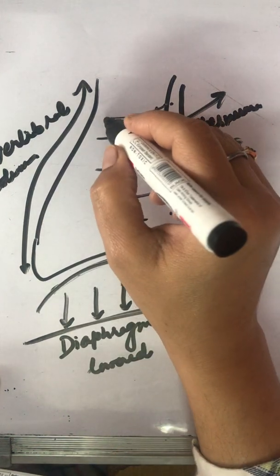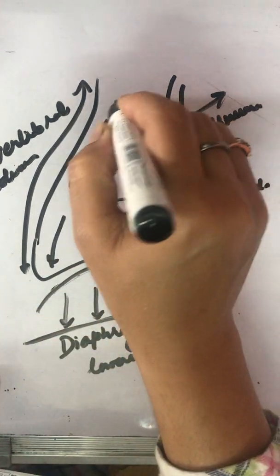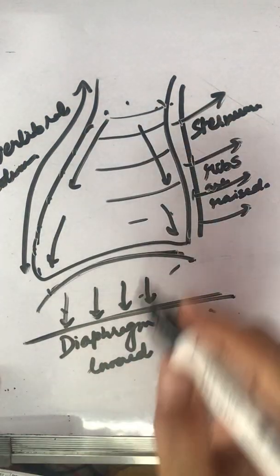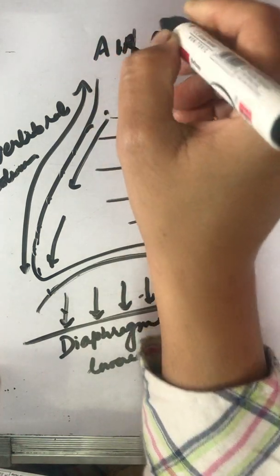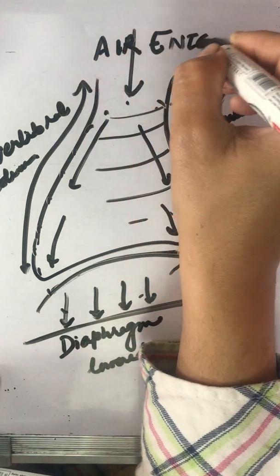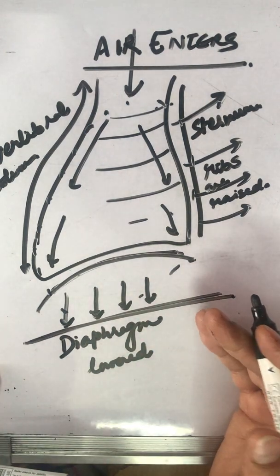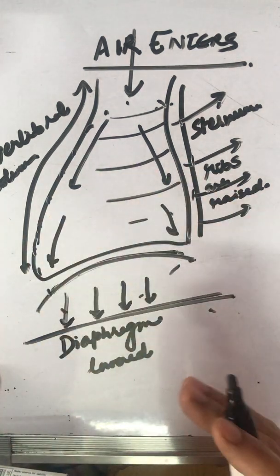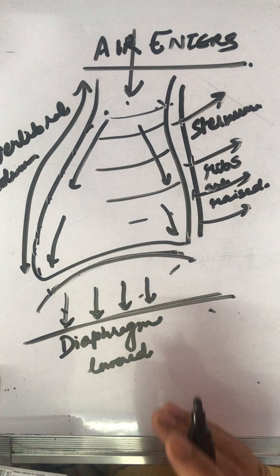Right. What will happen to this chamber? This will expand. Now it is having much more area in the thoracic chamber, and air will enter into the lungs. Air enters. Right. So mainly it is the muscles of the diaphragm and the external intercostal muscles that play a major or principal role in the process of inhalation.